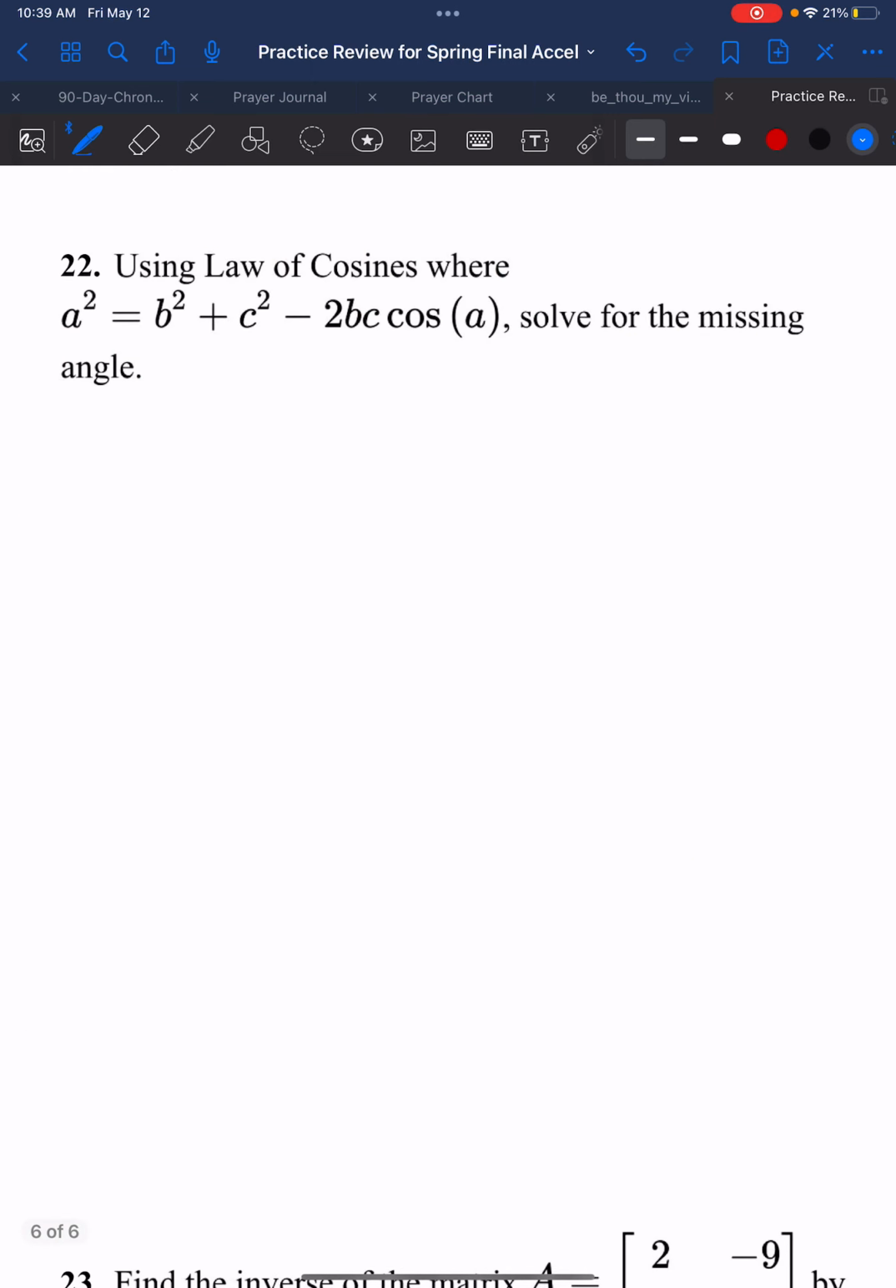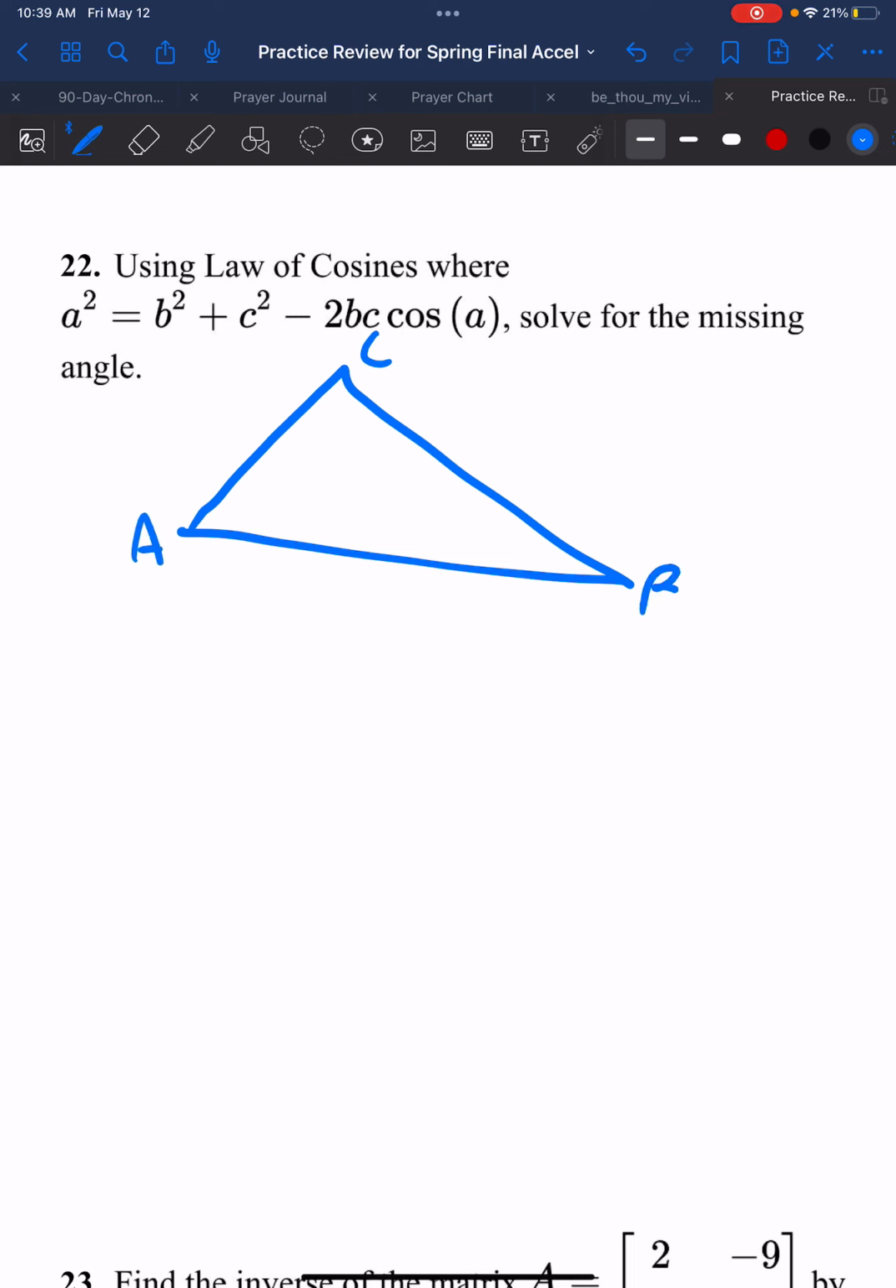Okay, 22. Now, here's the one where I'm going to have 100 questions. Please just watch this. I'm going to draw the triangle here that I want you to use. So we've got C, A, B, 30 yards, 27 yards, and I know the angle C is 127 degrees. I can rewrite this to make it more obvious.